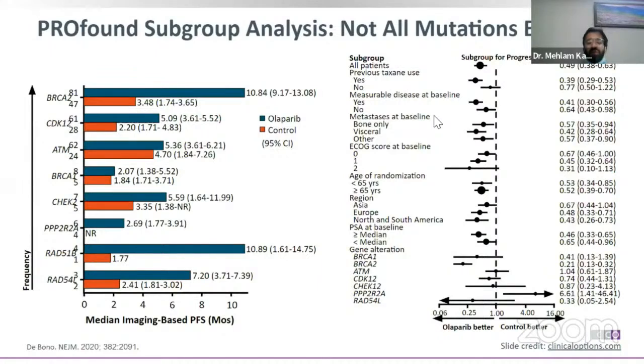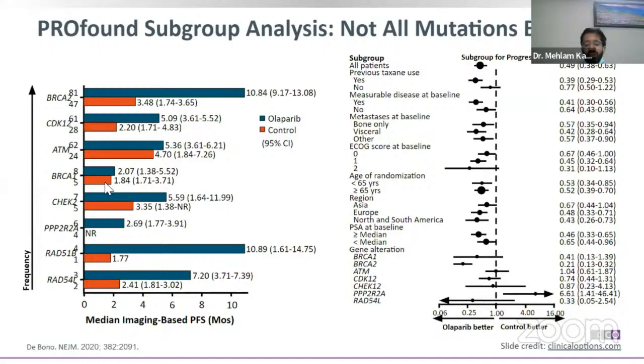Similarly, as mentioned earlier, not all mutations benefit, as we saw in the Kaplan-Meier curves also. BRCA2 patients had the maximum radiographic response, and similarly, those patients with RAD51 and RAD54 again had a good response, and patients with CDK12, ATM, and CHEK2 mutation had a minimal response.